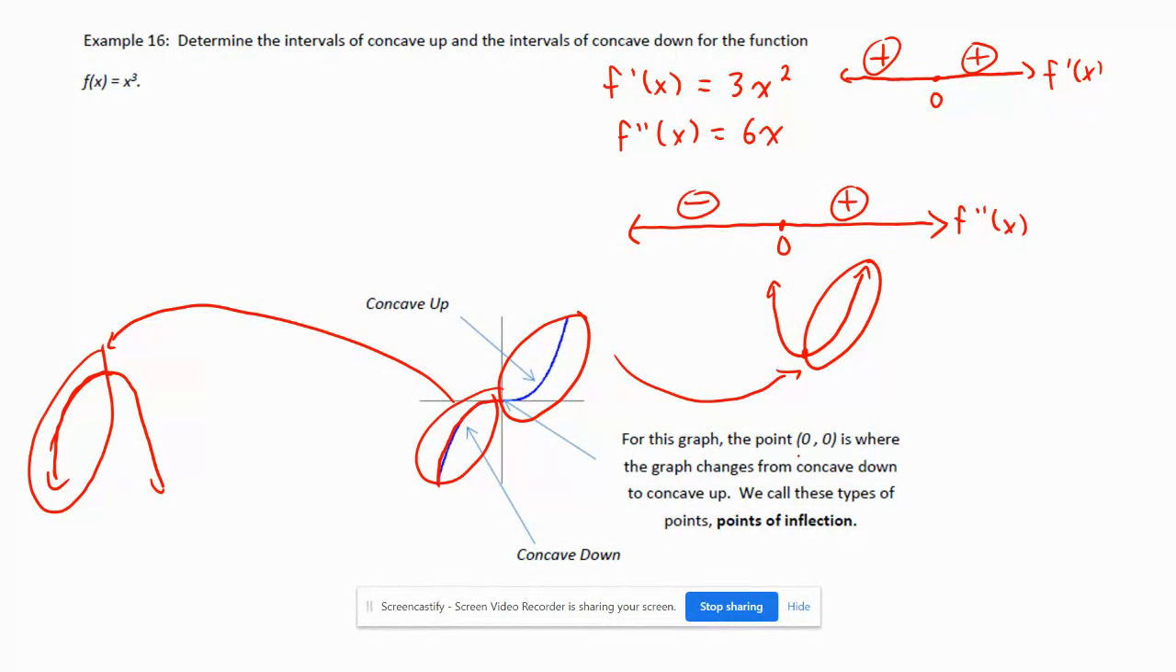The point (0, 0) is where the graph changes from concave down to concave up. We call these points of inflection. If you look at our second derivative here, at this point it changes from negative to positive. This is where we call our points of inflection.